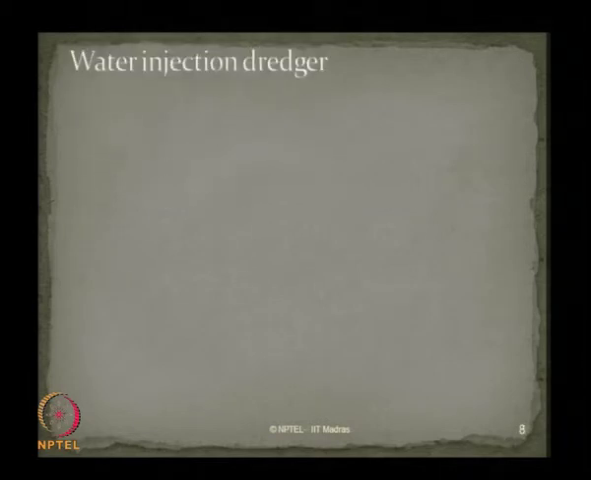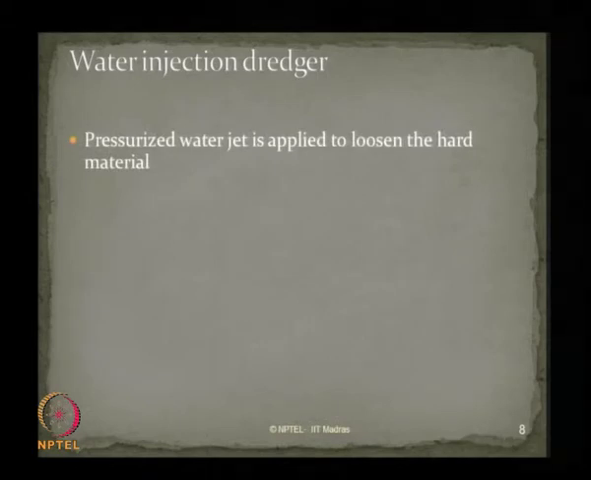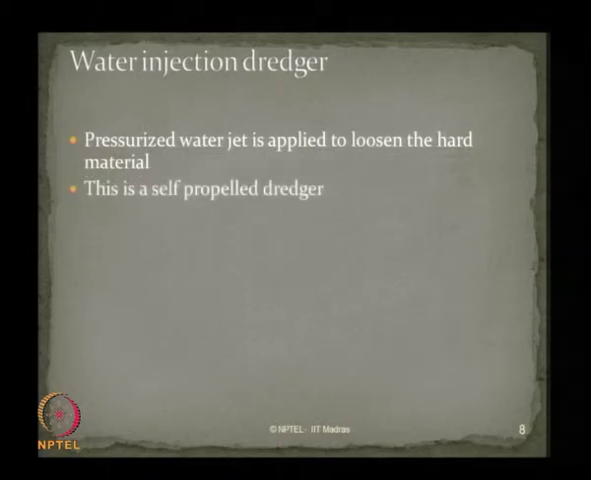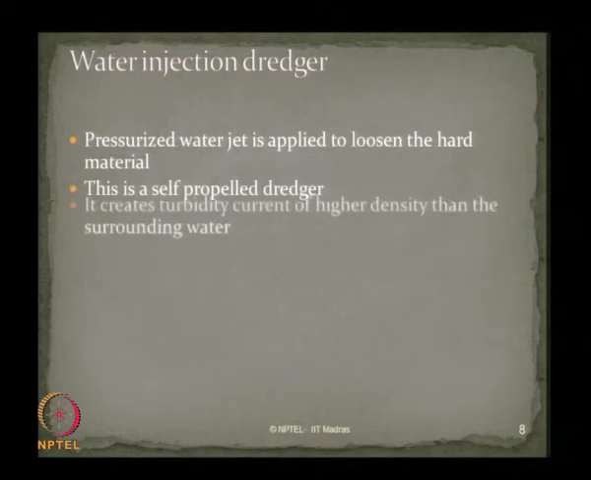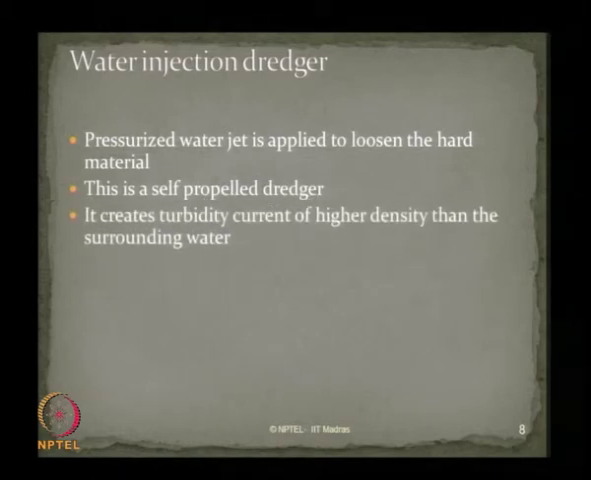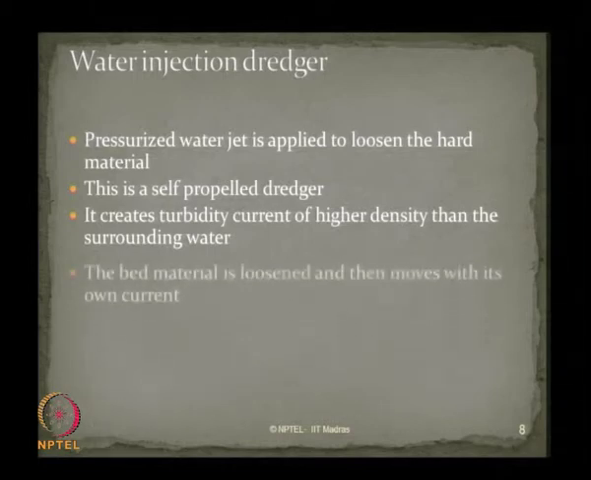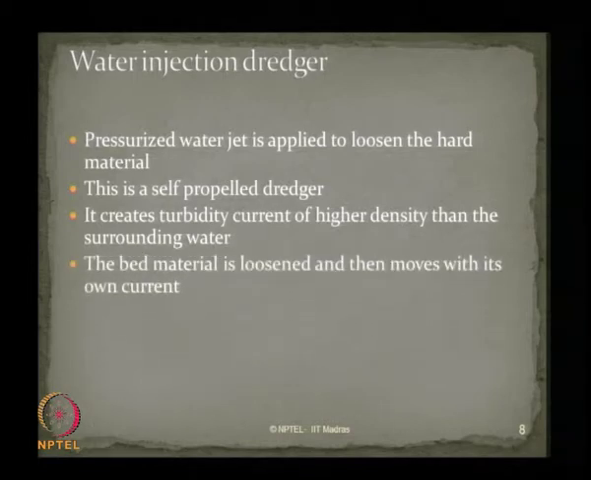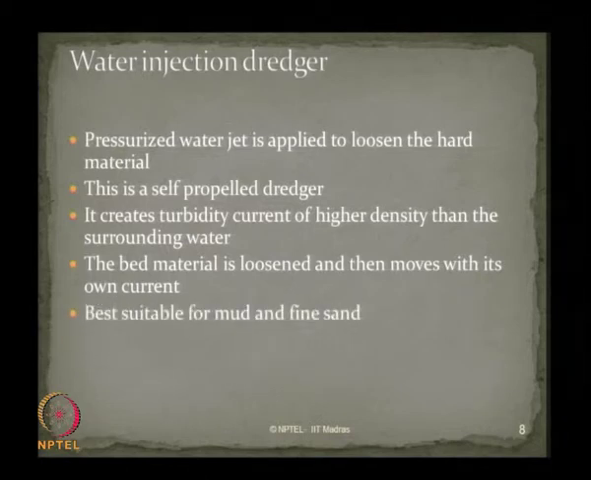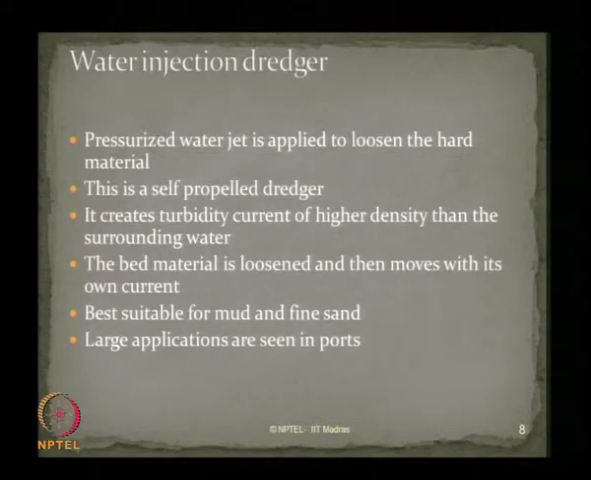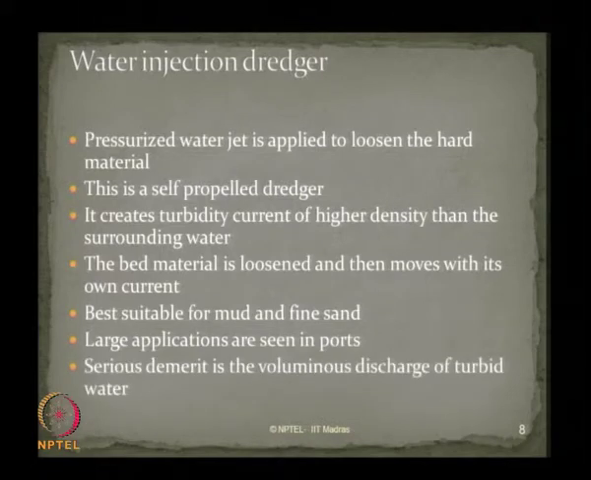You also have water injection dredgers. The pressurized water jet is applied essentially to loosen the hard material which is deposited. This is a self propelled dredger. It creates a turbidity current of very high density than the surrounding water. The bed material is thus loosened and moves with its own current into the suction tube. It is best suited for mud and fine sand dredge spoil. The larger applications of these kinds of dredgers are seen in ports and harbors. A serious demerit of these kinds of dredgers is the voluminous discharge of turbid water.